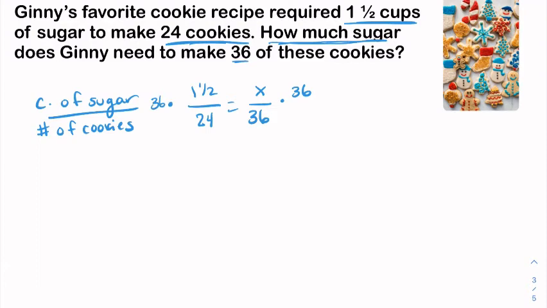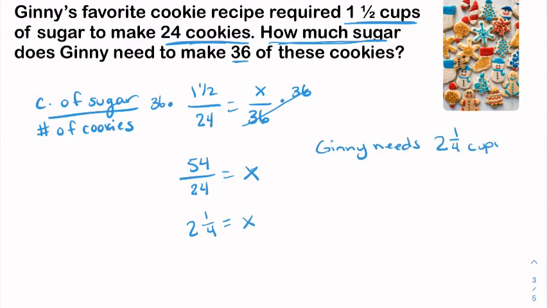36 times 1 1/2 is 54. I still have that over 24. And on the right side, my 36's cancel out, and I'm left with x. Now I get to simplify. 54 divided by 24 is 2 1/4. That is my value of x. Ginny needs 2 1/4 cups of sugar to make 36 cookies.